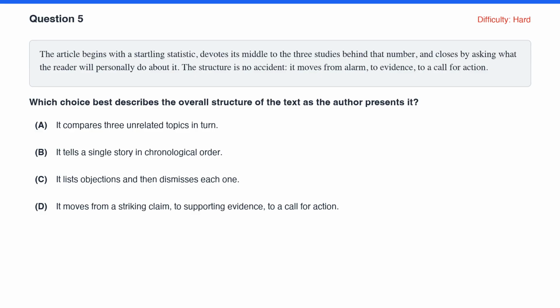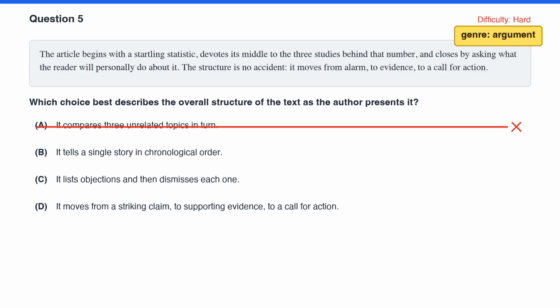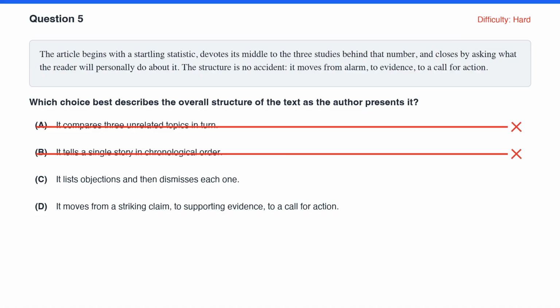Cut overreach. Choice A compares 3 unrelated topics in turn. Careful, there are 3 studies, so 3 feels right. But they support one number. They aren't unrelated topics. This is the true but minor detail trap. It grabs the salient 3 and mislabels it. Cross it. Choice B tells a single story in chronological order. The passage is argumentative, not a narrative. Cross it. Choice C lists objections and dismisses each one. No objections are ever raised.